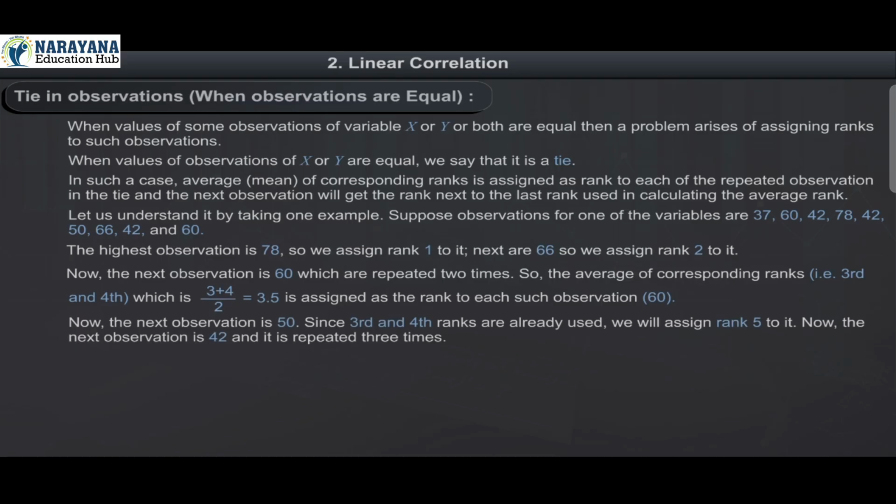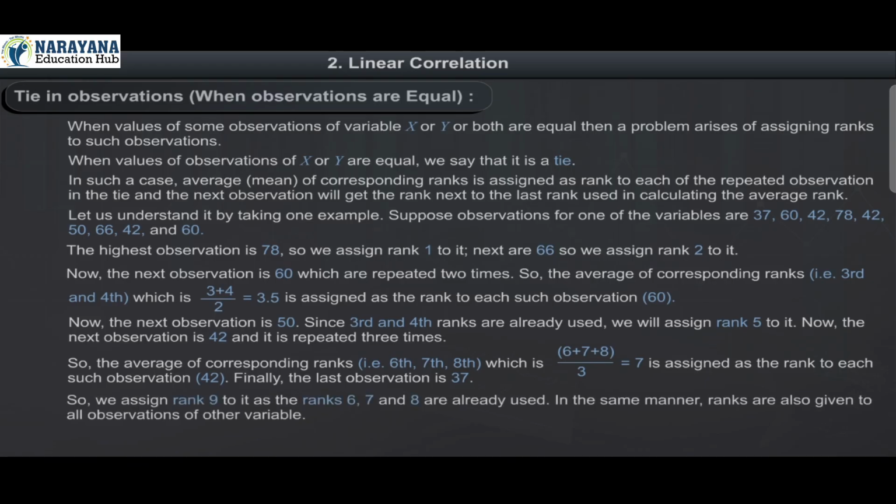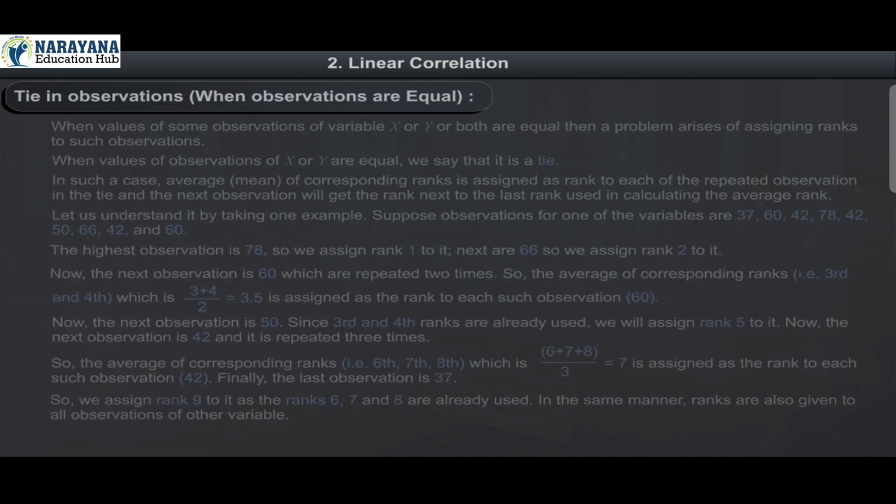Now the next observation is 42 and it is repeated 3 times. So the average of the corresponding ranks, that is 6th, 7th, 8th, which is (6 + 7 + 8)/3 = 7, is assigned as the rank to each such observation, that is 42. Finally, the last observation is 37. So, we assign rank 9 to it as the ranks 6, 7 and 8 are already used. In the same manner, ranks are also given to all observations of the other variable.